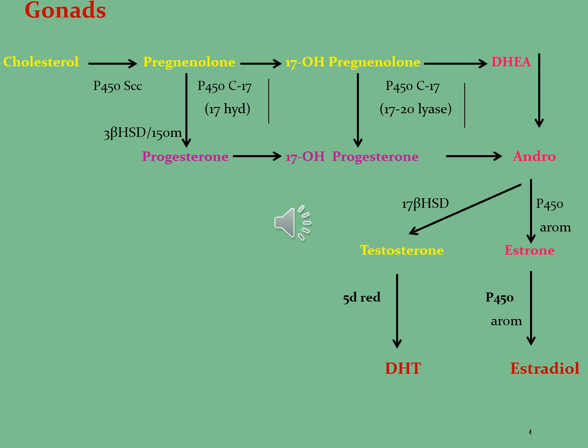Let's see how androsterone is changed into testosterone and estrone. The androsterone is changed into testosterone by the effect of enzyme 17-beta-HSD and changed into estrone by the effect of enzyme P450 aromatase. The testosterone is further changed into DHT, that is dihydrotestosterone, by the effect of enzyme 5-alpha reductase, and estrone is changed into estradiol by the effect of enzyme P450 aromatase. So this is the general procedure for the biosynthesis of different kinds of hormones and the effect of different kinds of enzymes upon it.